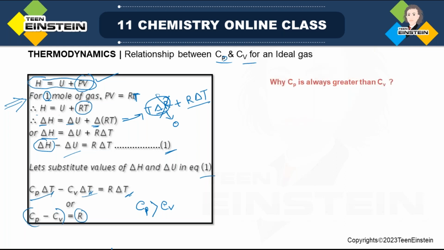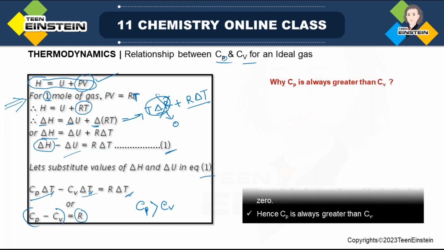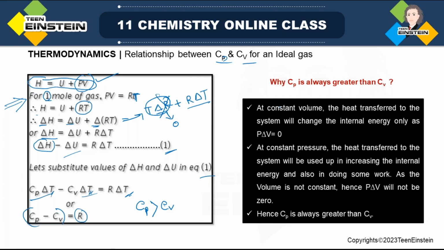But if you want to know theoretically why Cp is always greater than Cv, then we have some explanation also. So what explanation can we give for this question? Suppose it is constant volume. Then the heat transferred to the system will change the internal energy only, because del V is equal to 0. So there is no contribution from P del V, because this quantity is already 0 as it is constant volume.